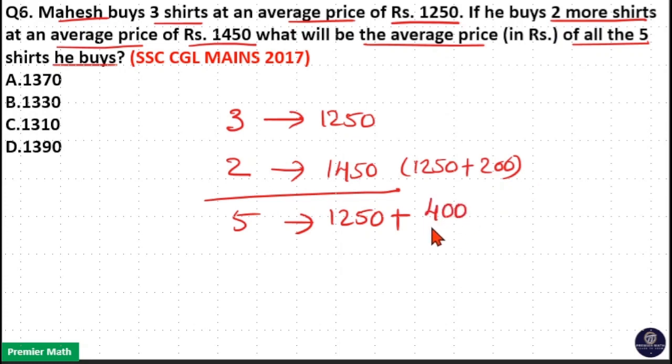This extra 400 rupees should be equally distributed among the 5 shirts. So, 400 by 5 is 80, since 5 goes 80 times in 400. Now, 1250 plus 80 is equal to 1330. So, option B is your answer.